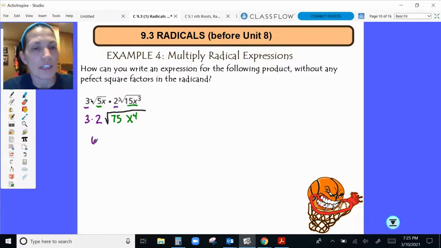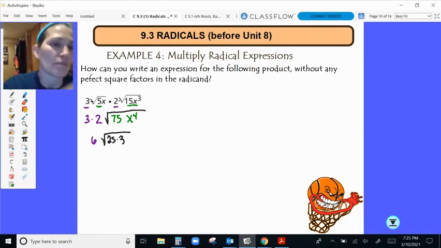3 times 2 is 6. Okay, we have the square root of, and of course 25 goes into 75. So this is kind of one you can use a perfect square number. So I'm going to write 25 times 3. You could use a factor tree if you needed to, but try to really identify those perfect square factors because it makes your life a little bit easier than always using the factor tree. Okay, and then x to the 4th.